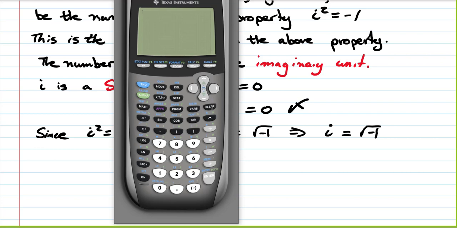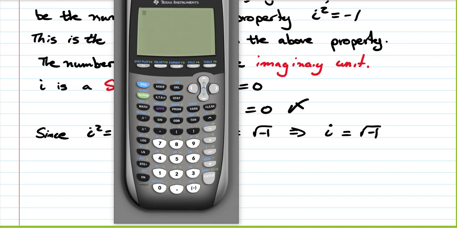But we need to change a setting on our calculator. So I need everyone to press the mode key on their calculator, and you'll notice down here, our calculator is in what is called real mode right now. We want to go down to this line and change it from real to a plus bi. We'll talk about what a plus bi is in just a minute, but go ahead, arrow over to a plus bi, and press enter, and that is going to change our calculator from real mode into imaginary or complex mode.